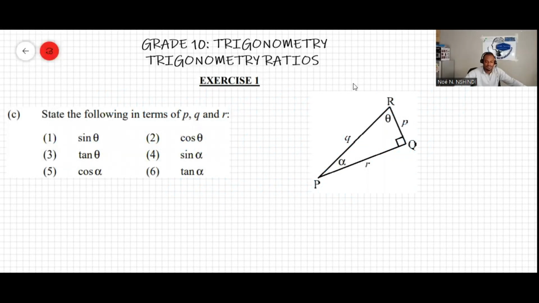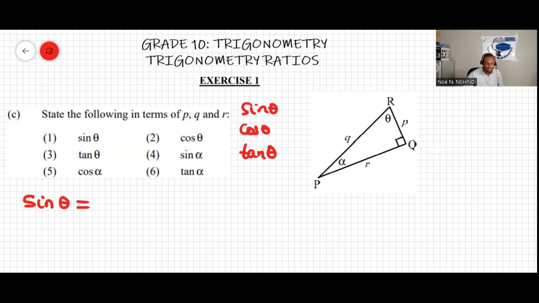Well, we have another question here, question C. The question says that state the following in terms of P, Q, and R. Now, we're going to discuss the main 3 trigonometry ratios that we learned. They are sine of the angle, cos of the angle, and then tan of the angle. Let me write it here. Those are the main 3 trigonometry ratios.